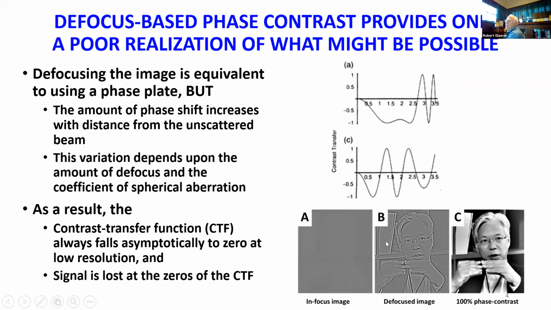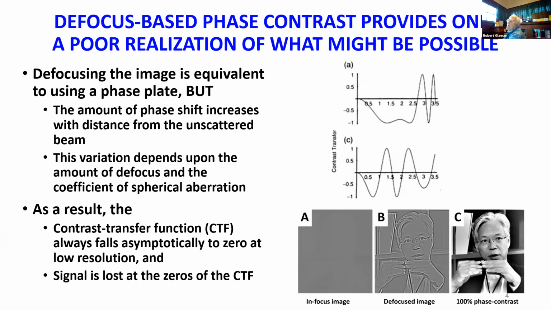The problem with defocusing the image is wonderful, but, and in fact, the wave aberration that corresponds to spherical aberration and being defocused, that wave aberration is a phase plate. The only problem with it is that the amount of phase shift varies a lot over the spectrum of scattered beams, and the amount of phase shift varies depending upon what the defocus is.